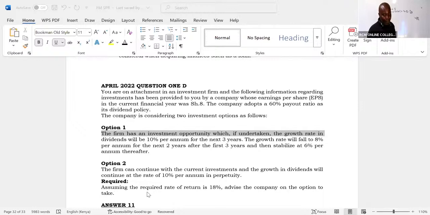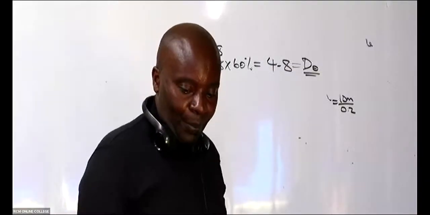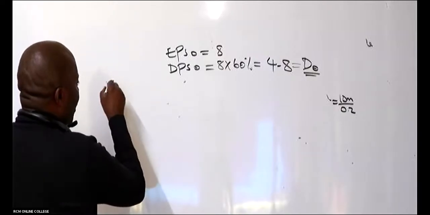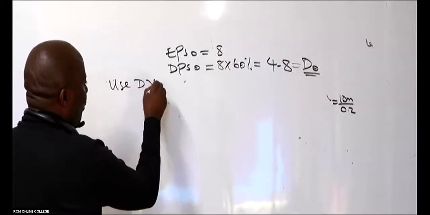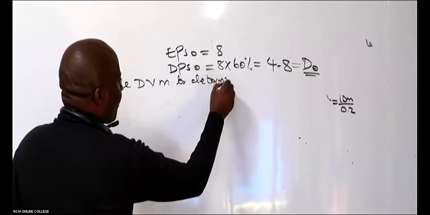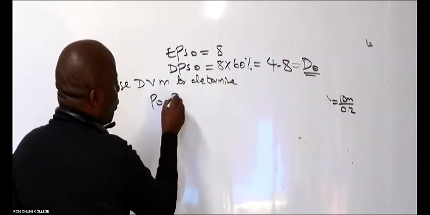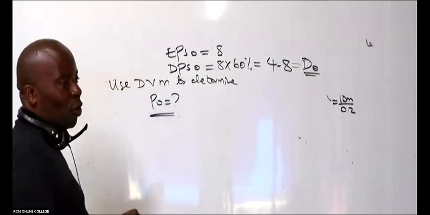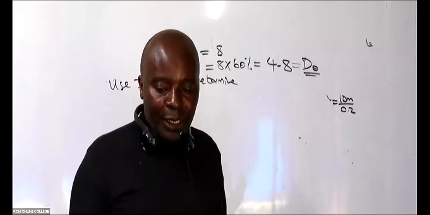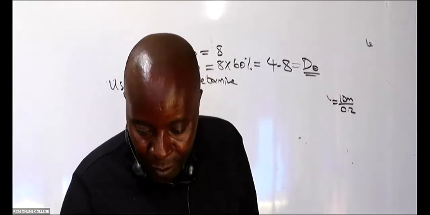So, ladies and gentlemen, basically, they want me to use the dividend valuation model to determine P0 between the two options. And then, of course, you'll be able to go for that particular option, question 1B.